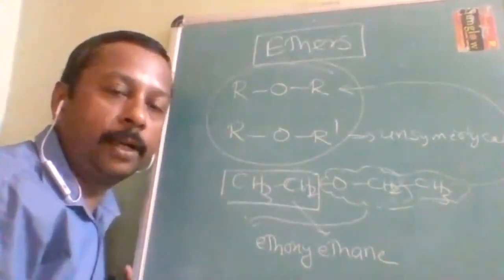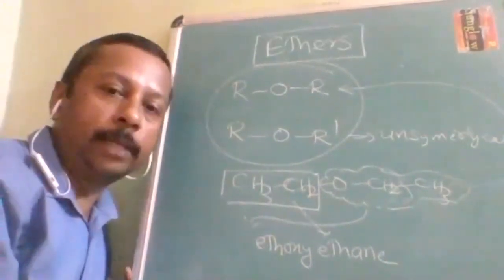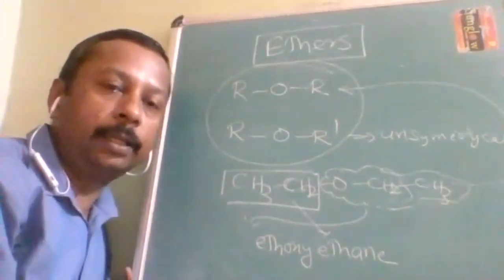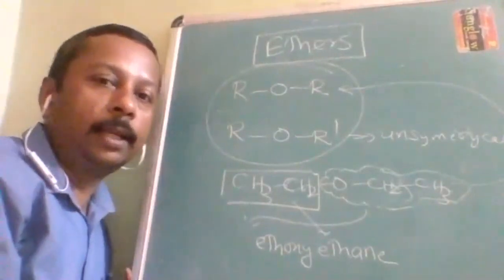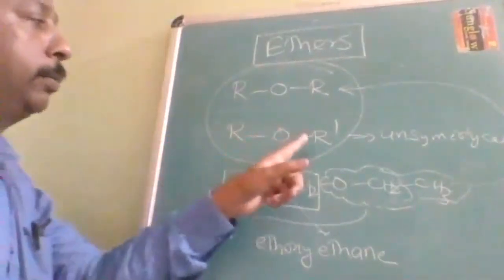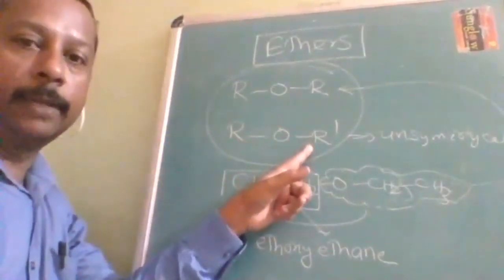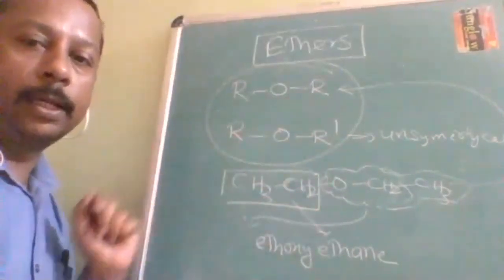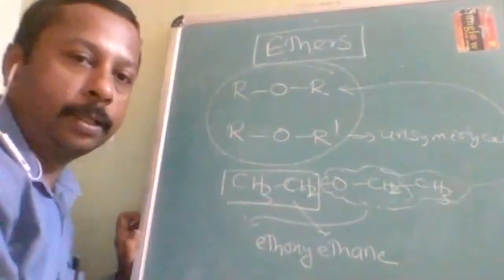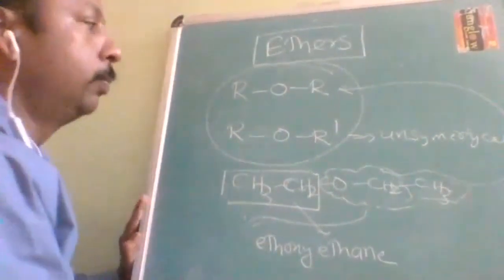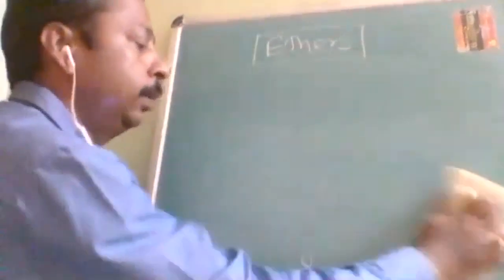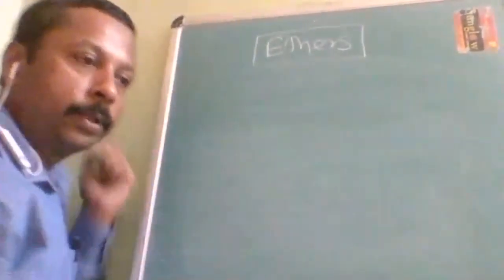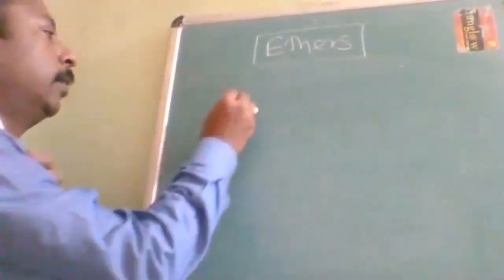Ethers are classified into how many types? 2 types, and I'm talking about aliphatic ethers. In aliphatic ethers, if the alkyl groups attached on both sides are the same, then they are called symmetrical. If they are different, then they are called unsymmetrical ethers. Now coming to the naming of some typical examples.